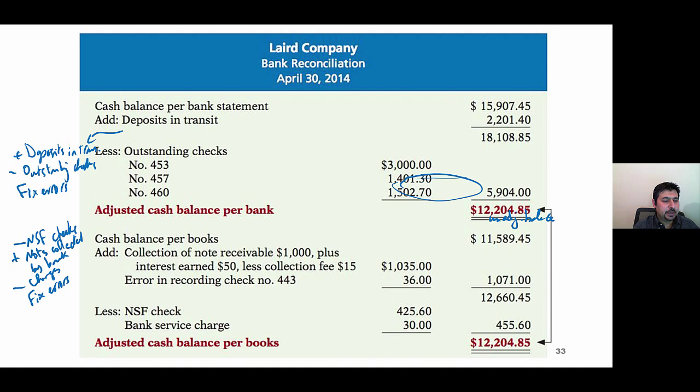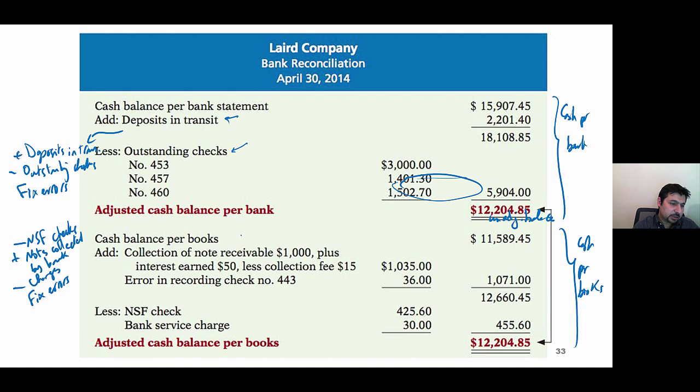And this is the presentation of the bank reconciliation, where this part is for the cash per bank statement, and this is for cash per company's books. This is where we added the deposits in transit, and we subtracted outstanding checks.